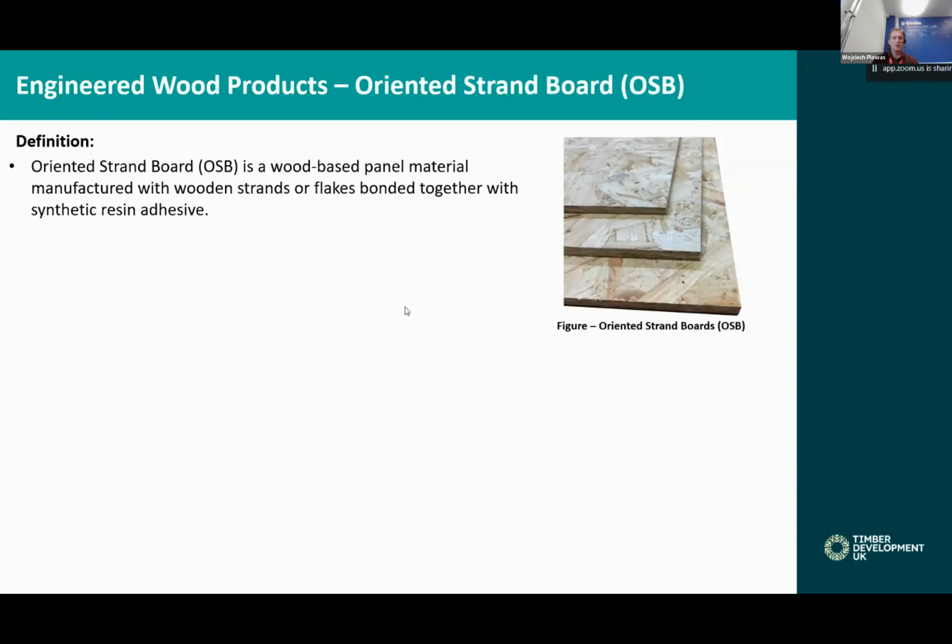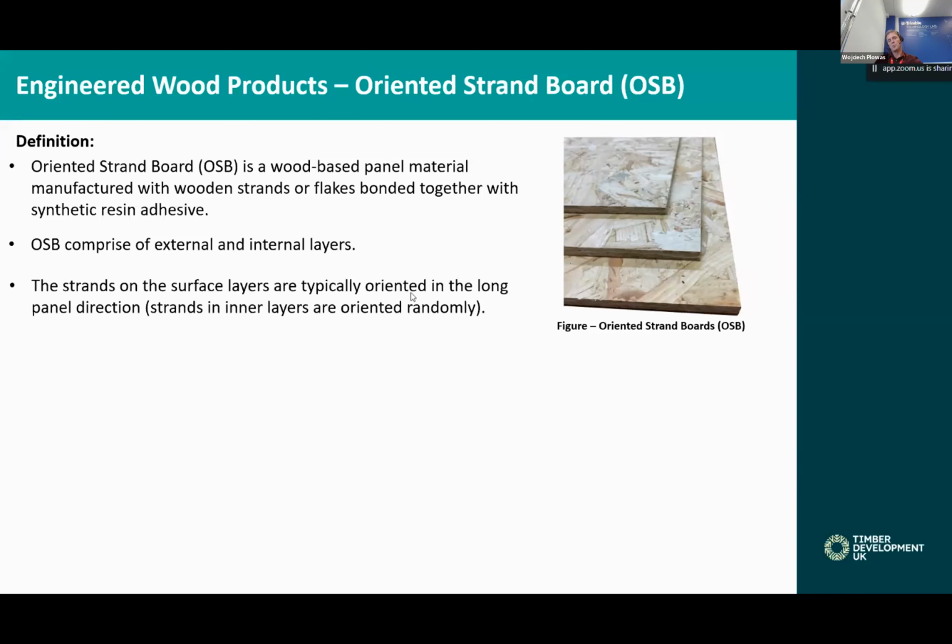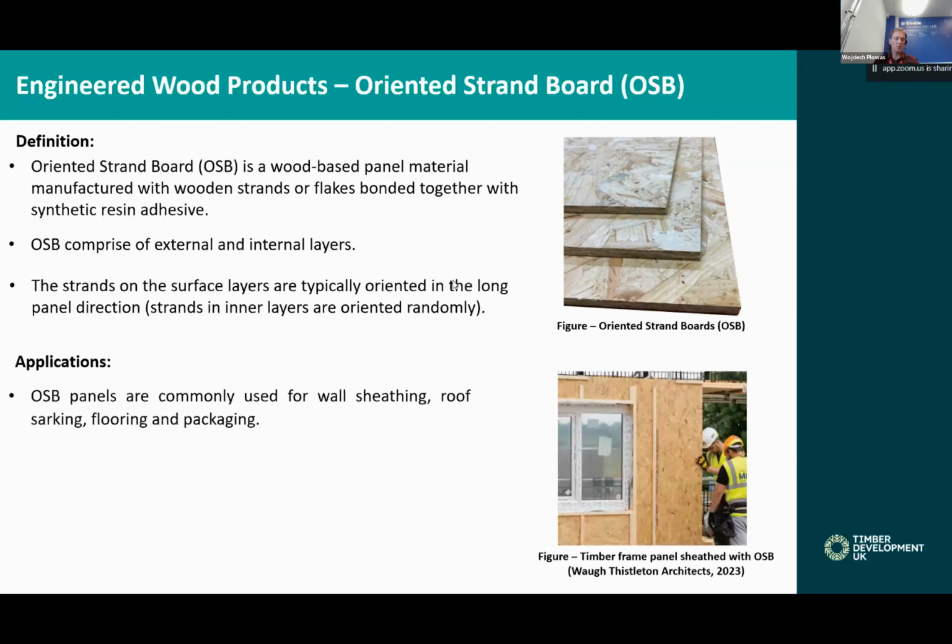OSB, unlike plywood, is made from strands or flakes that are bonded together with synthetic resin to form a very thin but wide and long panel. An interesting fact is that OSB comprises external and internal layers, and attention needs to be paid to the direction of those flakes, because the external layer will have flakes or strands orientated in the long panel direction. This is very important from a structural point of view. You should know which way the flakes are running, because the properties of the OSB will be different in different directions. In terms of applications, it's very similar to plywood, very commonly used for wall sheathing or roof sarking.